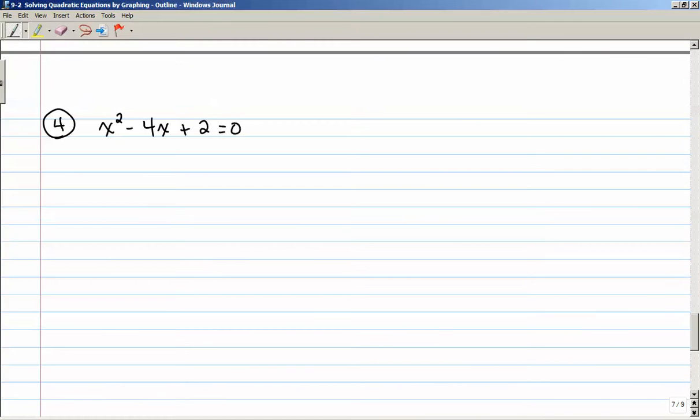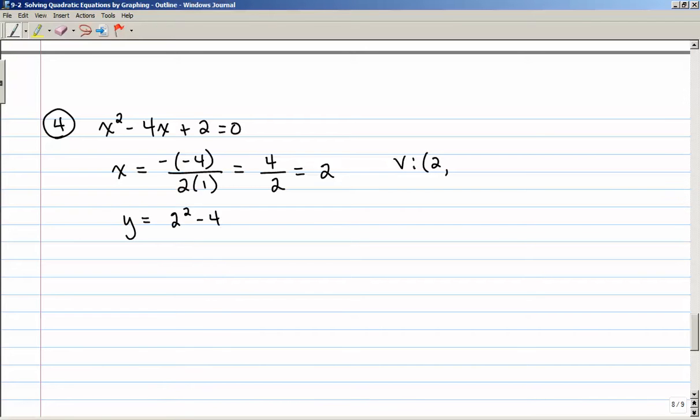And our last example, x squared minus 4x plus 2 equals 0. As we've done with all of the others, let's find the x of the vertex. Negative b over 2a, or 4 over 2, which gives me an x coordinate of 2 for my vertex. Let's find our y. So 2 squared minus 4 times 2 plus 2 gives me 4 minus 8 plus 2 gives me a negative 2. So my vertex is the point 2, negative 2.